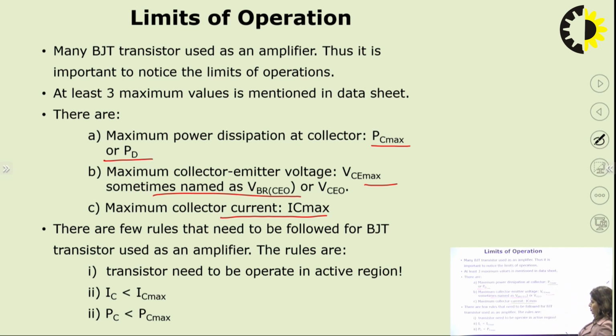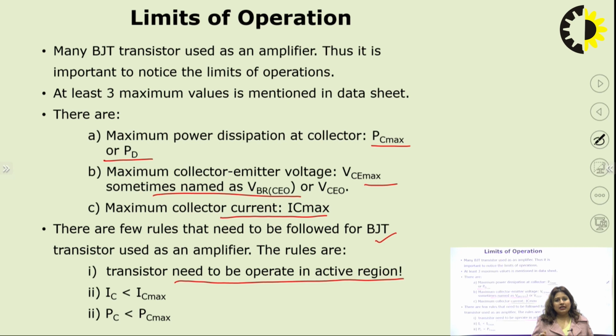There are a few rules that need to be followed for a BJT to be used as an amplifier. First, the transistor needs to operate in the active region. As we discussed in the previous lectures, there are differences between the active region, the saturation region and the cutoff region.